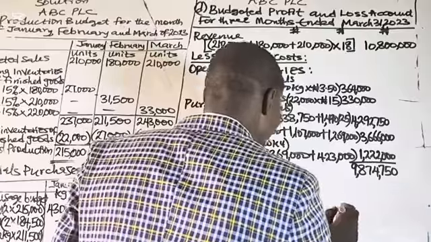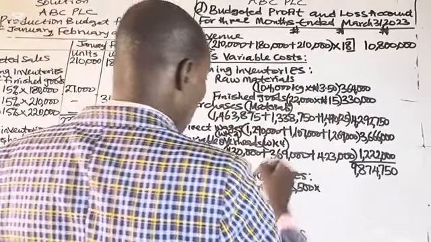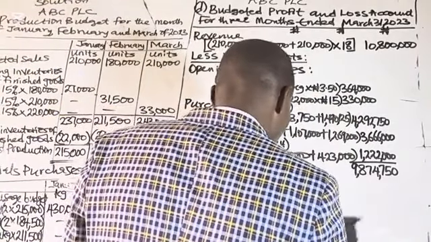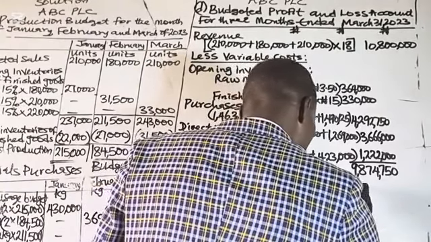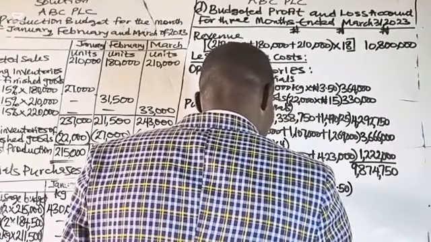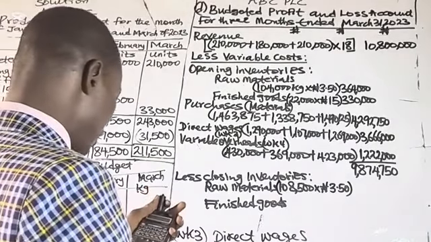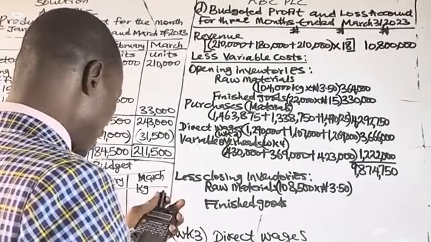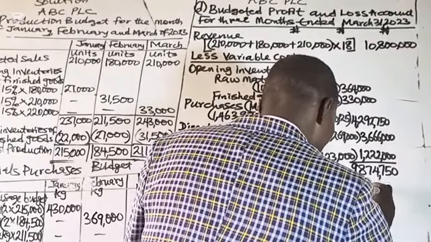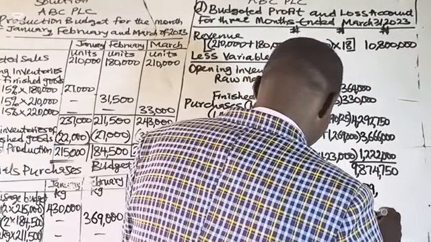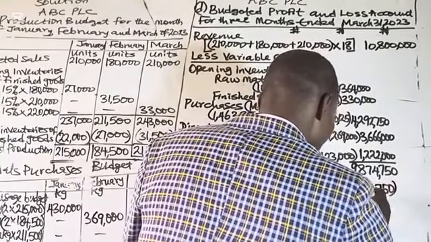This will be valued at the standard material price, which is 3 naira 50 kobo. This 3 naira 50 kobo is given in the question. 108,500 times 3.5, you have 379,750.